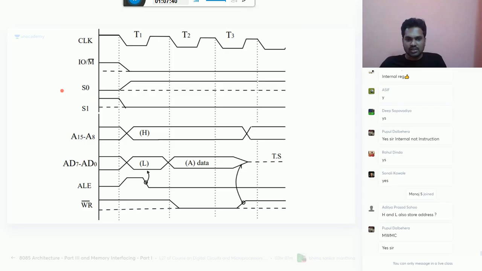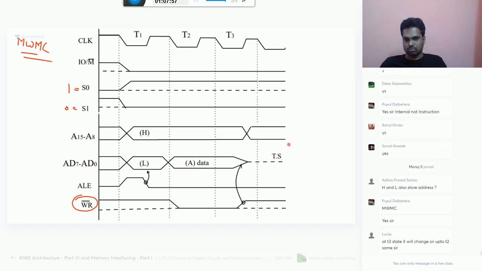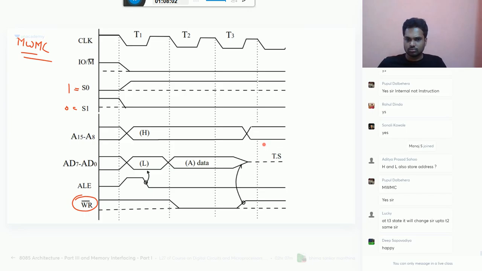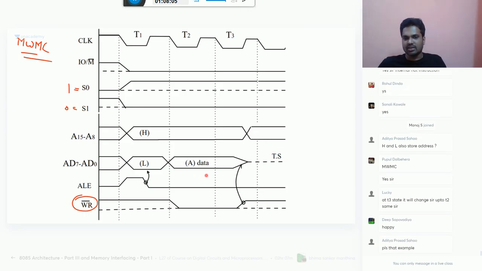See, here the only difference is that instead of the read signal, we give the write signal. There it was 1 0, here it is 0 1. These are the things for the memory write machine cycle. Good. Here the different thing is that data will be given to the memory. Here your D7 to D0 will be given to the memory.